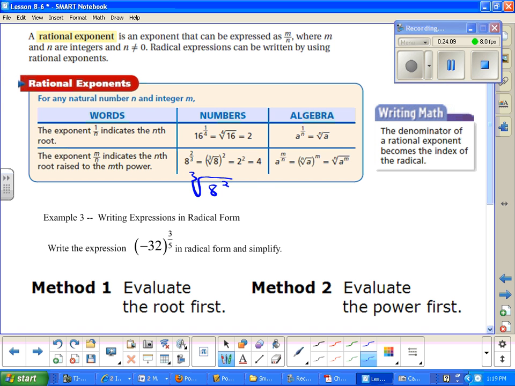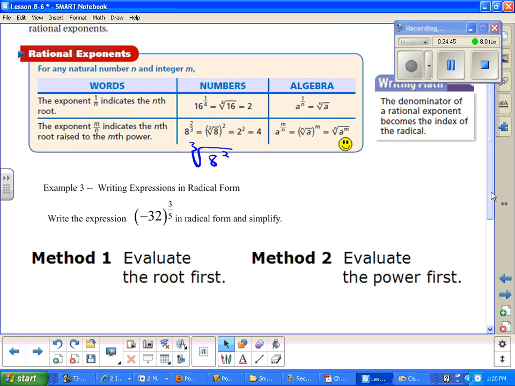So if we have a raised to the power of m over n, the denominator is always the index. The numerator can either be on the outside, if you're using parentheses like here, or on the inside here. And you can look at it both ways and see which way is actually going to allow you to simplify the easiest.